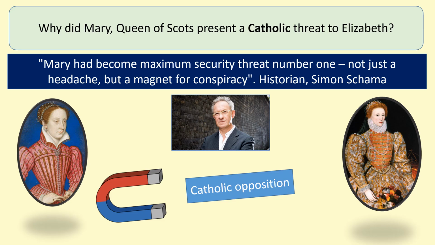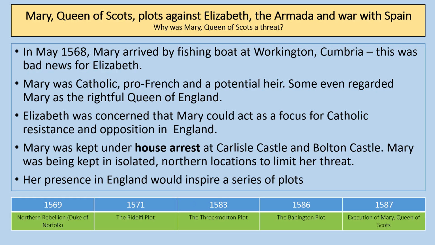Now, the historian Simon Schama says Mary had become maximum security threat number one, not just a headache, but a magnet for conspiracy. Now, Mary Queen of Scots arrives in England in 1568, and that's her impact. Being a Catholic and also the heir to the throne, not that Elizabeth ever really named a successor, means that she presents a Catholic threat to Elizabeth. So let's find out about this in more detail.